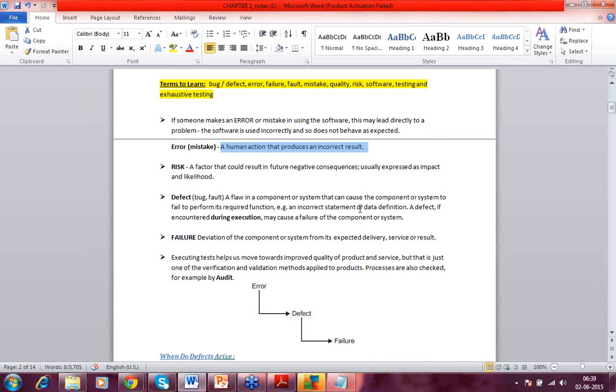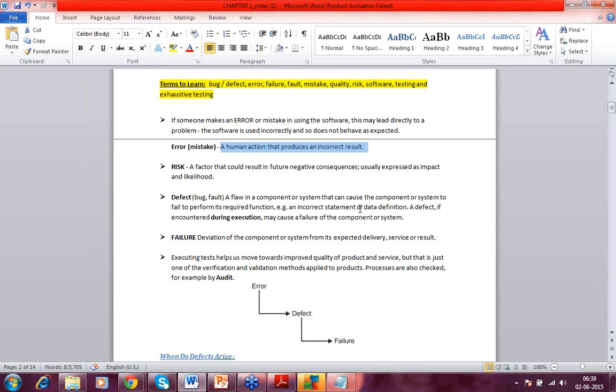Okay. So executing the tests helps us to improve the quality of the product and service. That is one of the verification and validation methods applied to products. We need to do proper verification and validation of the software to eliminate all these failures of the system.